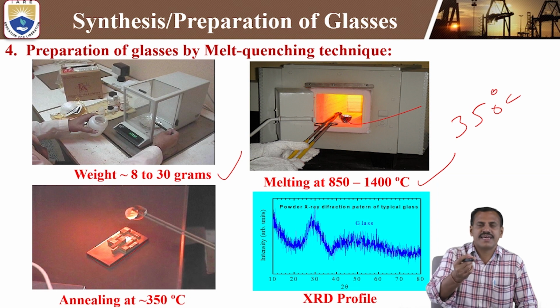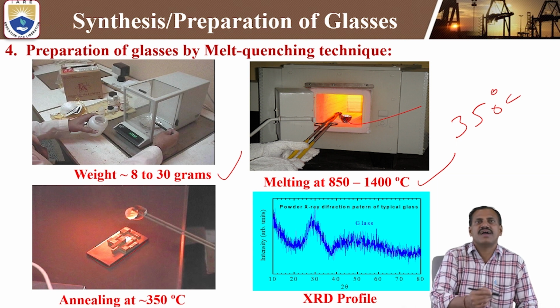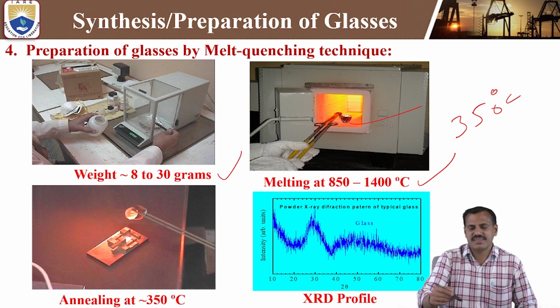We avoid cracks, because otherwise some cracks will be there. So to avoid that thermal stress and strain, the annealing temperature should be 350 degrees centigrade. After annealing, we can take the glass material out. Then we can go for the optical properties.